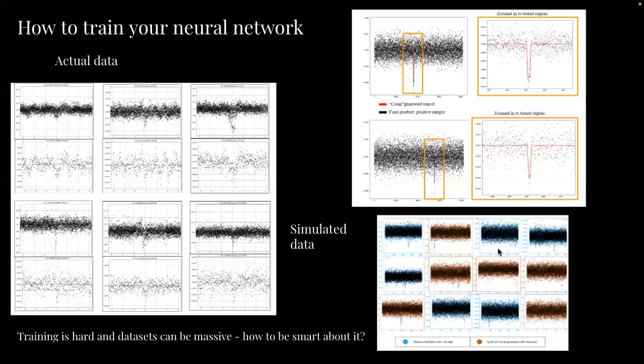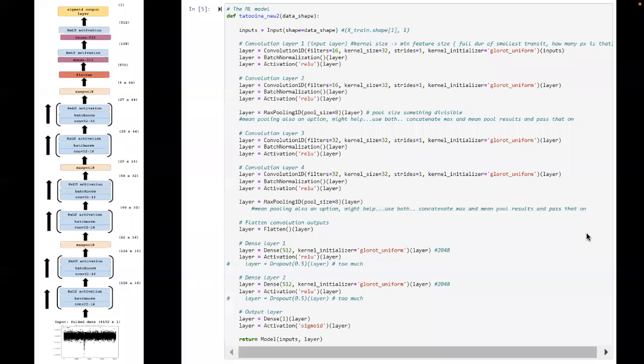So here, the ones that are blue highlighted are actual exoplanet transit data. The orange ones are ones we generated. And we were trying to get to the point where the neural network would be able to detect the positives from either.